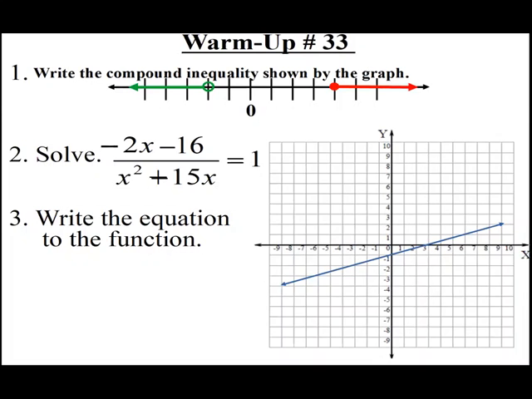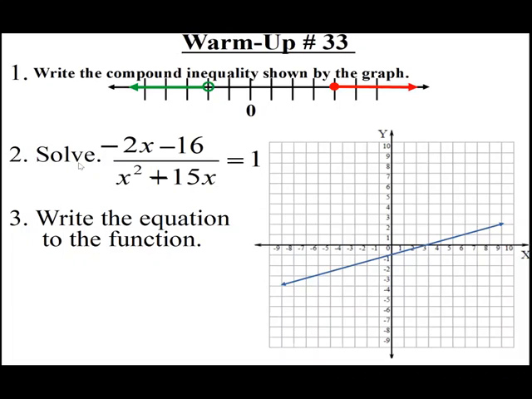All right, so warm up number 33 is on the screen. Number 1 reads, write the compound inequality shown by the graph. They give us a number line, and on that number line, it shows a red graph starting with a solid point at +4 and going to the right with an arrow at the end. And then there's another green graph starting at -2 with an open point and the arrow going to the left.